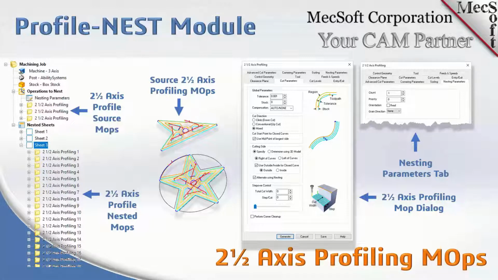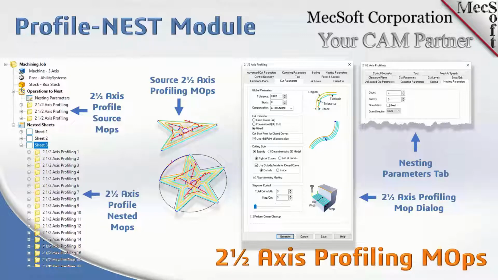If you want to do a rough pass first and then do a final pass, you can define those here. If you leave them at 0, 0, it will just make one pass for your profiling operation. And then you can also perform a cleanup around the corners. Over here on the right, we have a tab specifically for profile nesting.